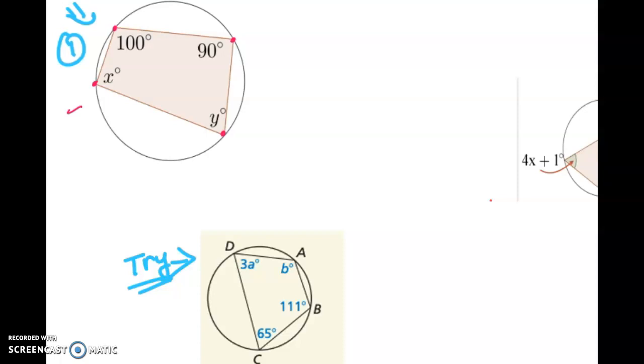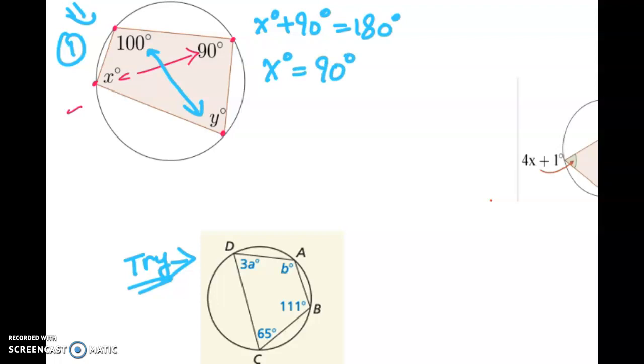So if a quadrilateral is inscribed in a circle, that can happen only if the opposite angles are supplementary. That means we are talking about these two angles and these two angles. You can make a cross and identify those. So we can say x degrees plus 90 degrees should be equal to 180 degrees. Solving it using a one-step equation, x degrees is nothing but 90 degrees. One thing is done.